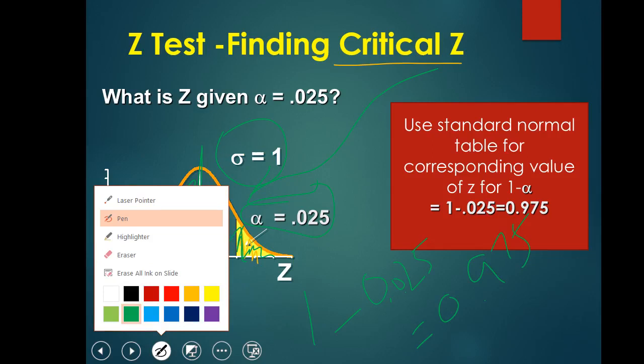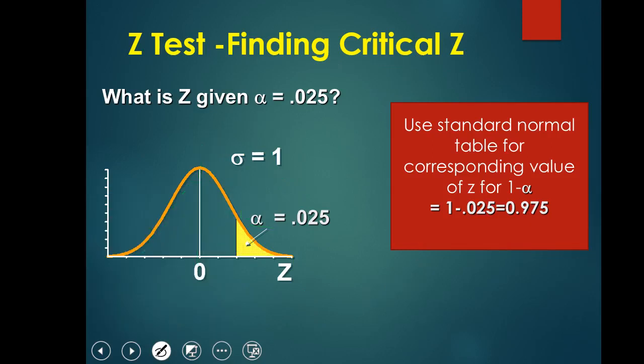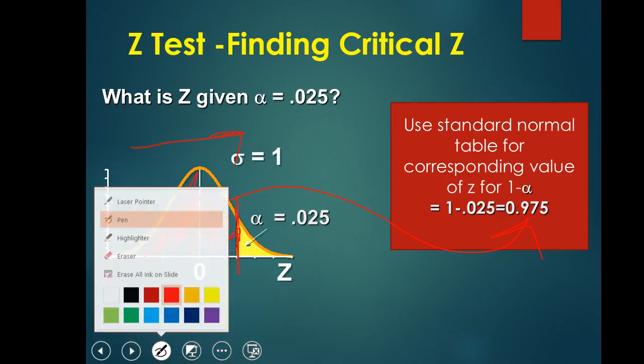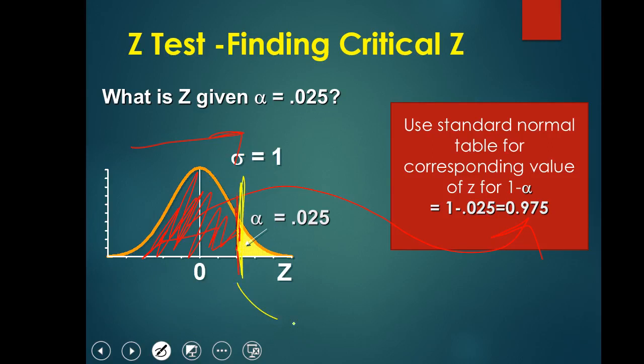Now this 0.975 shows that this whole region covers 0.975. It is the area that starts from the left and moves toward the right side. So in the table, if we have a value of 0.975, that will give us the respective critical value. We can also say the z critical value.